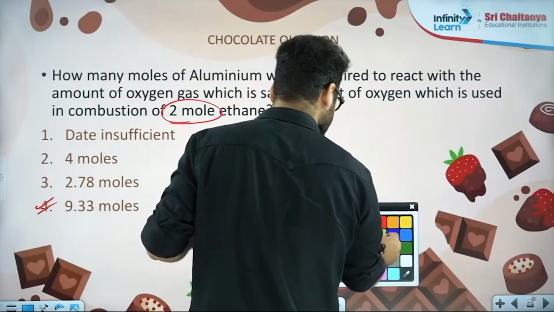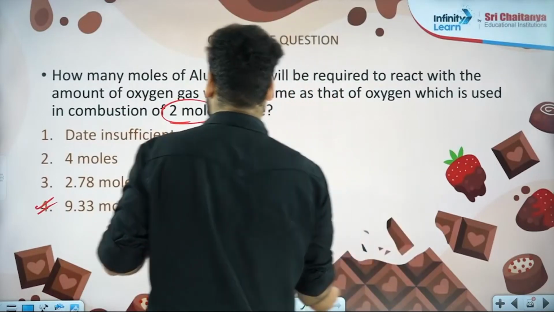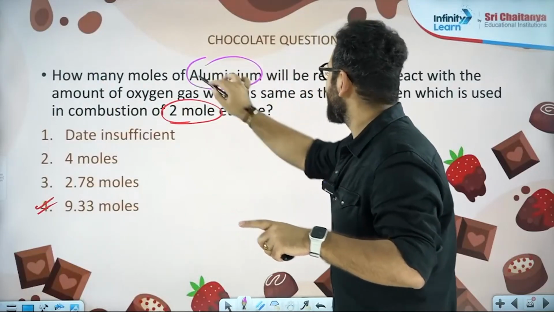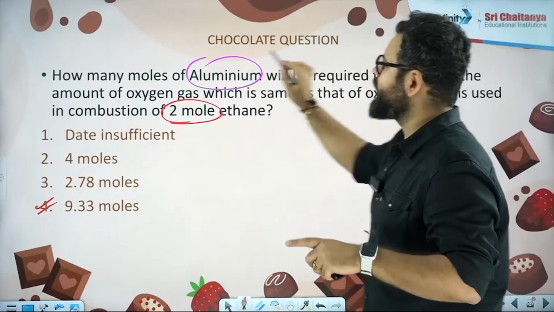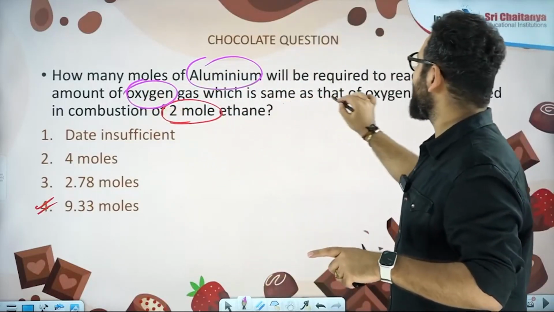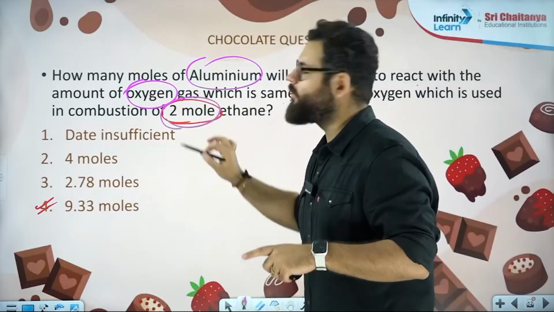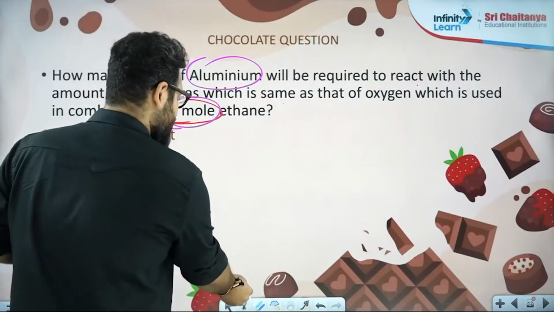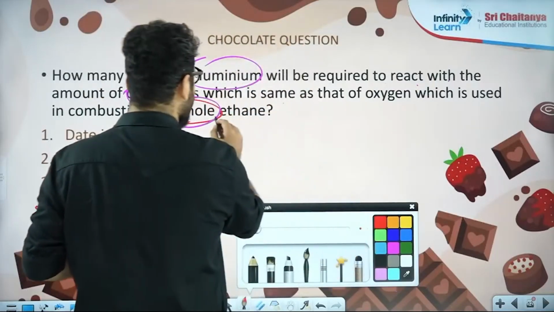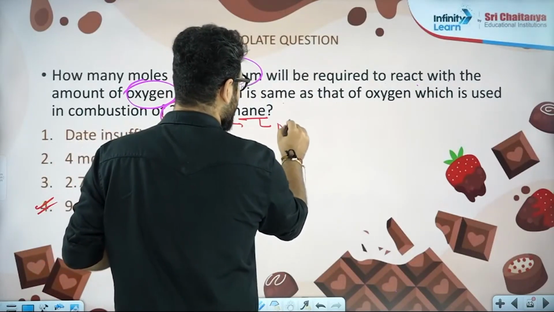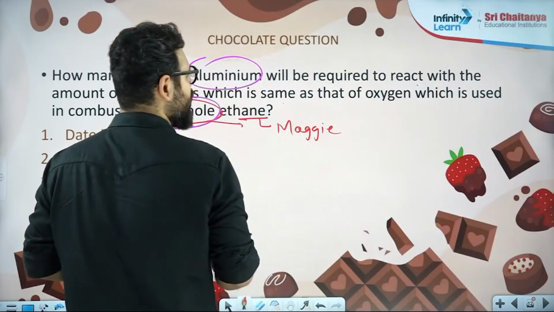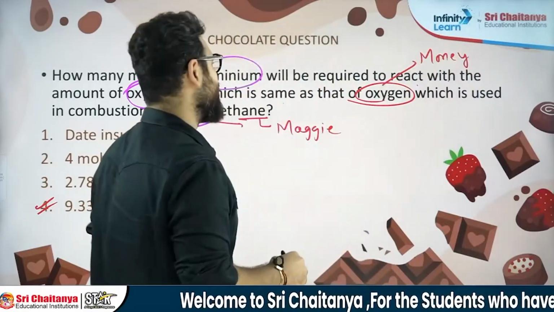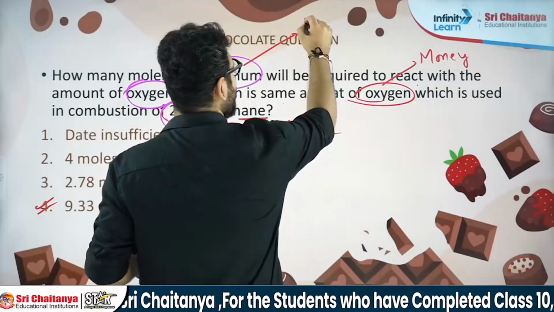Now let us write the two reactions. First I'll write the ethane reaction. Listen to the question carefully. How many Lay's packets can be bought with the same amount of money which can bring us 5 Maggi packets? Same question. First I will see Maggi versus money. Maggi is mole. Ethane is Maggi. Oxygen is money. And aluminium is Lay's.